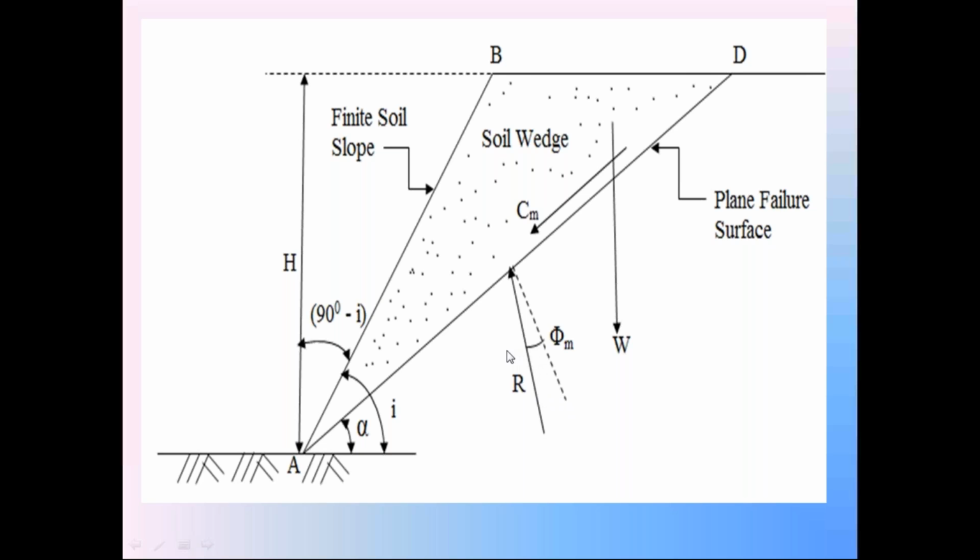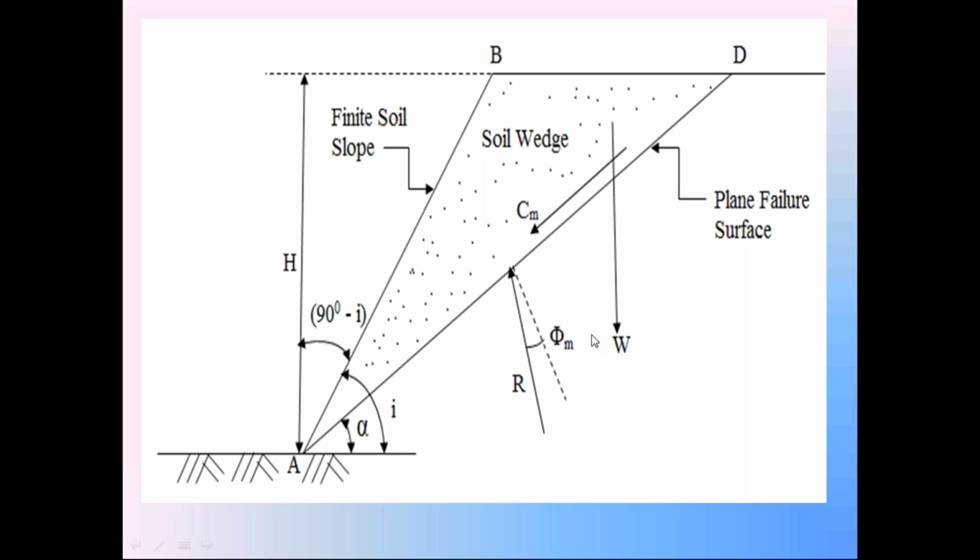We call this phi m the mobilized angle of shearing resistance. So here we don't know the magnitude of reaction R. We know only the direction. The direction of reaction R is upward. With this perpendicular line, this reaction force R makes the angle phi m. We know this value of phi m.